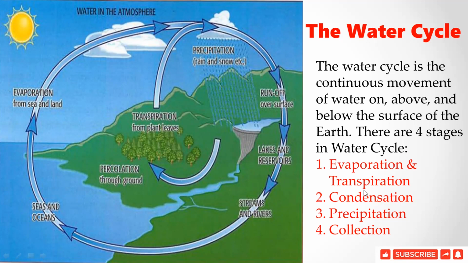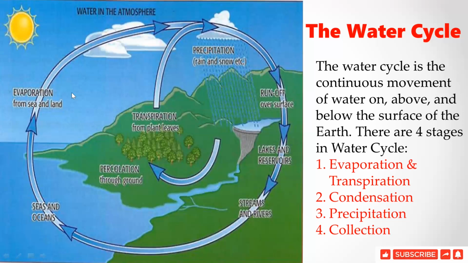The second one comes as condensation. Then it comes precipitation, and then at the last we get collection. From collection again it goes to evaporation and transpiration. So this is how the cycle goes on and on and on.